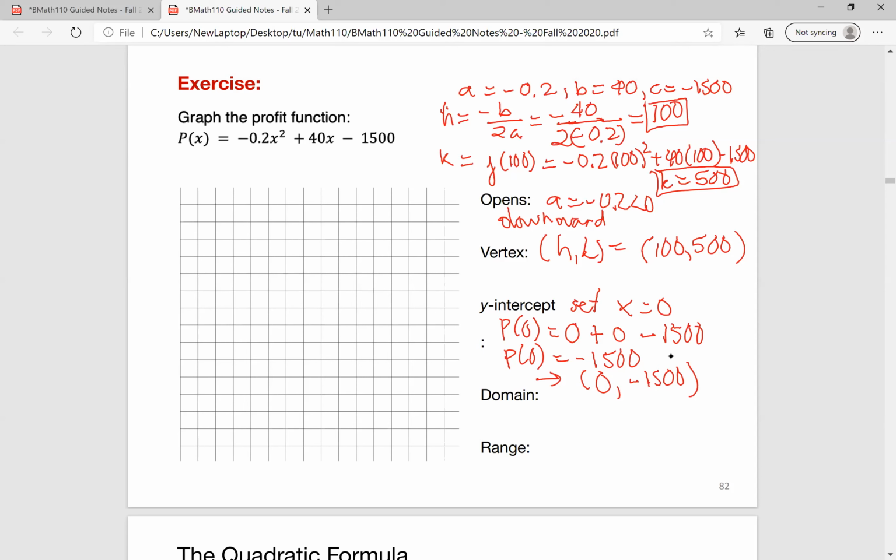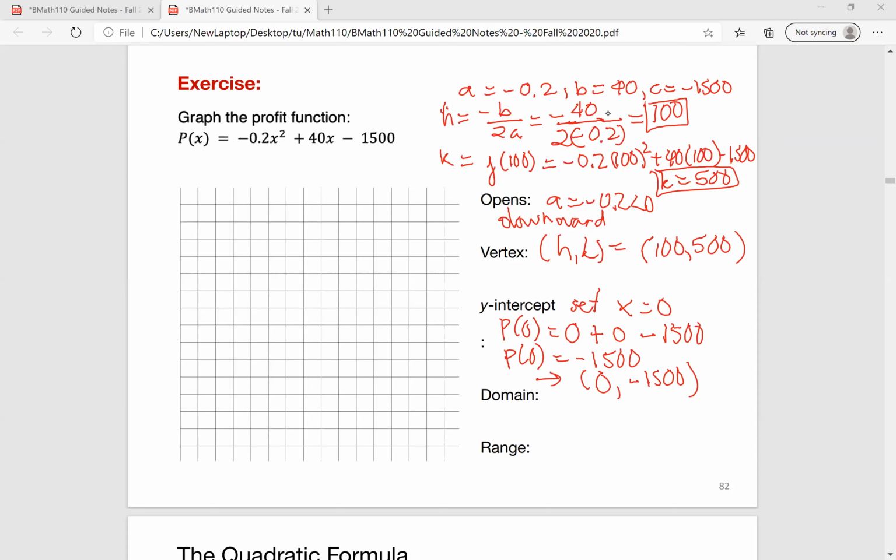Okay, so this y-intercept doesn't make sense for a profit, because nobody wants a profit with a negative number, right? But this helps you to know where the graph should go later on. So let me see.